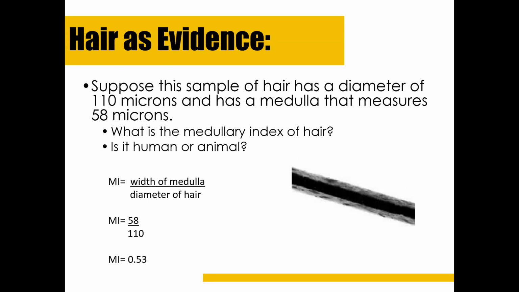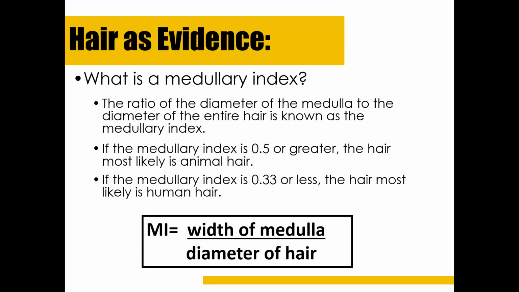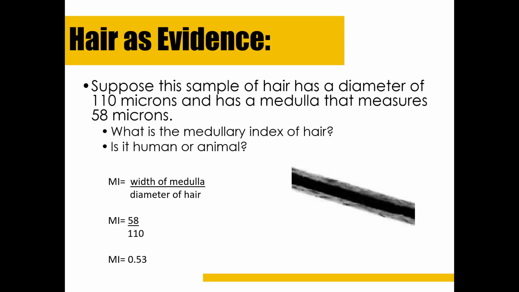Okay, so let's see how this would work out. So I've written down my formula. I have my formula here, and then it tells me in the problem that the width of the medulla measures 58 microns, so you can see that's my numerator. And then the diameter of the hair is going to be 110 microns, which becomes my denominator. And when I divide 58 divided by 110, I get a medullary index of 0.53. And if you'll go back, a medullary index greater than 0.5 means that we most likely have an animal hair.